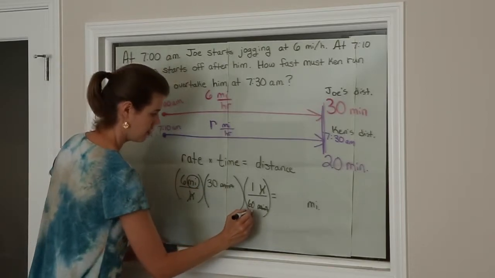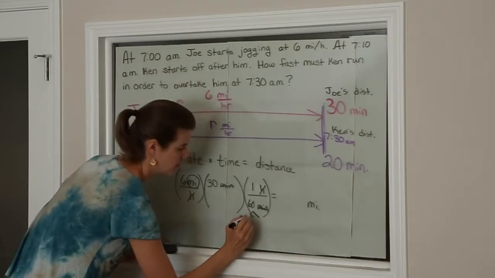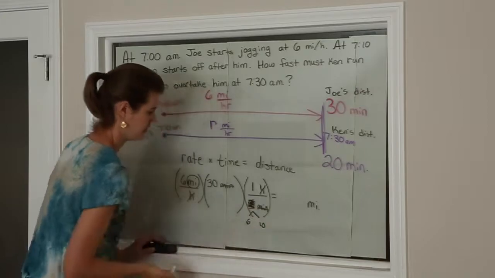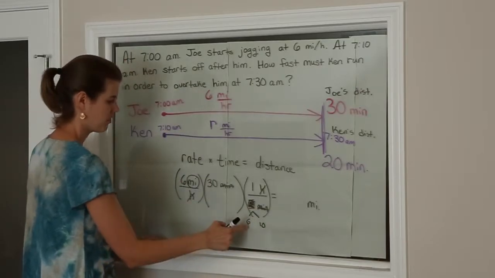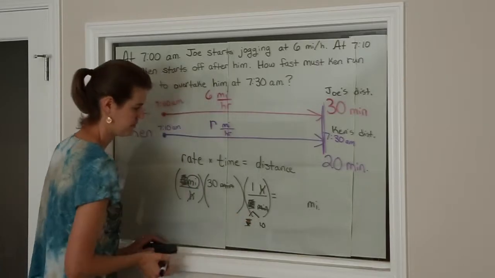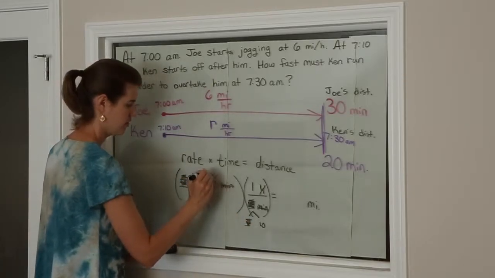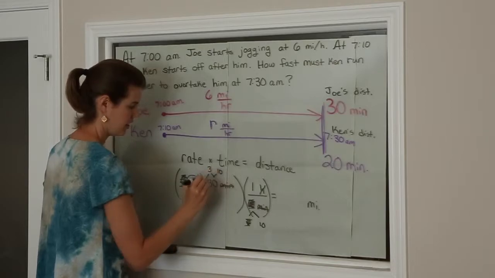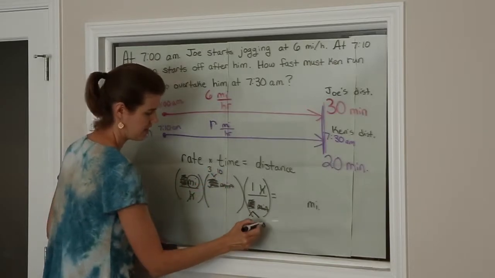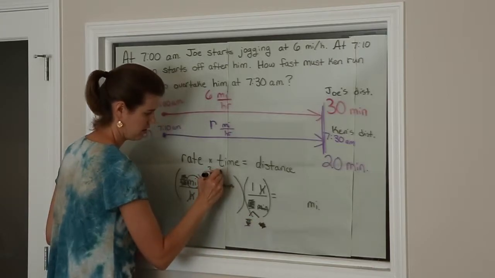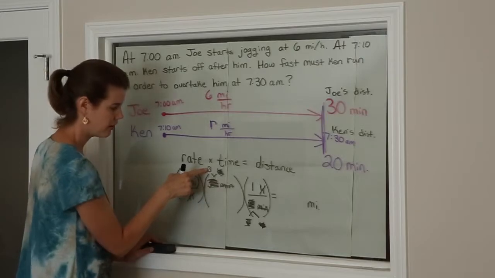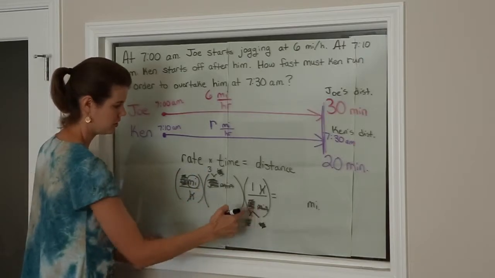Well, this is 6 times 10, if I want to get rid of the 60. I have a 6 in the top, I have a 6 in the bottom, so I can cancel. 30 is 3 times 10. I have a 10 in the top, I have a 10 in the bottom. Now the only number left is a 3 in the numerator. I have no more numbers in the denominator.